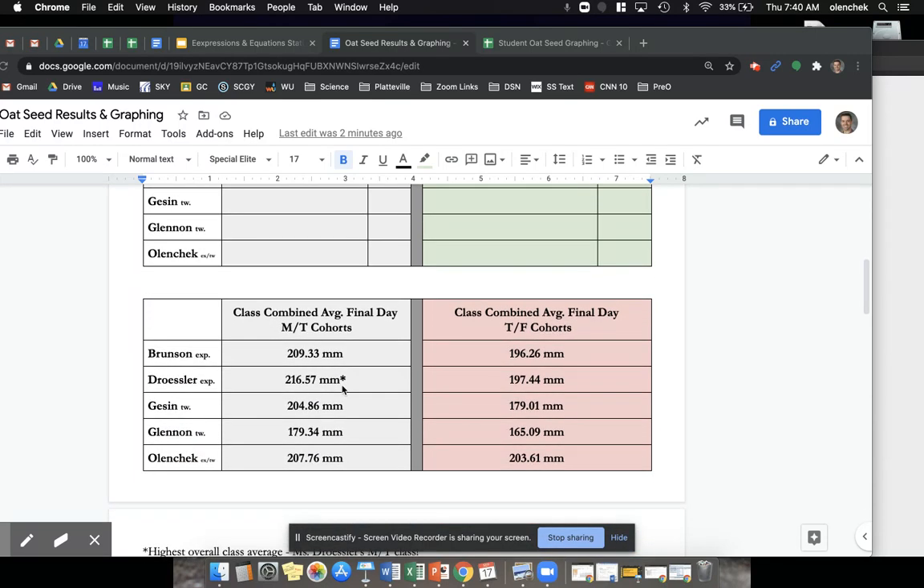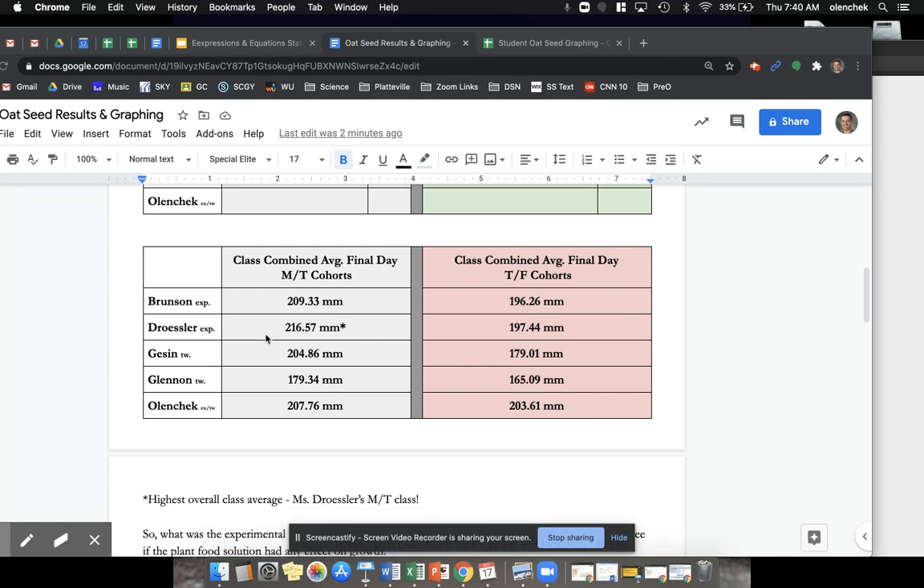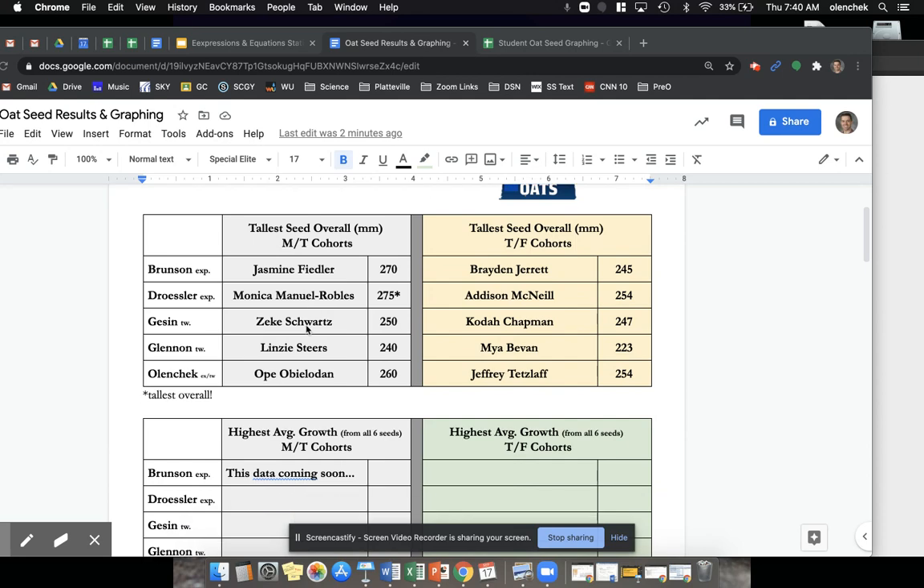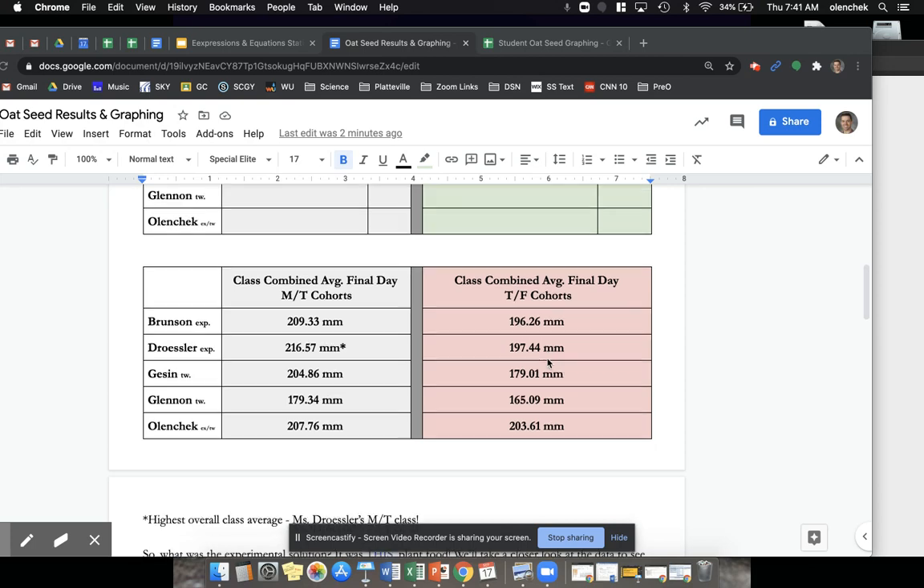We do have the class that had the highest overall. That was also Miss Dressler's group. Maybe Monica, your seed growth pushed that average up over the top. Overall, with our Thursday, Friday cohorts, that was my group at 203.61 millimeters. And then Miss Dressler's group, something was going on in your classroom. So we'll have to think about what the conditions were like in each of the different rooms to promote higher growth versus other rooms.